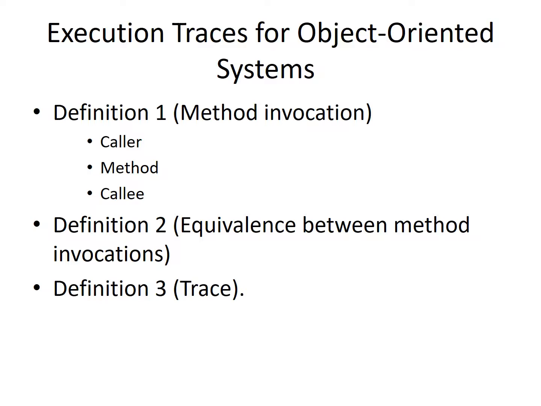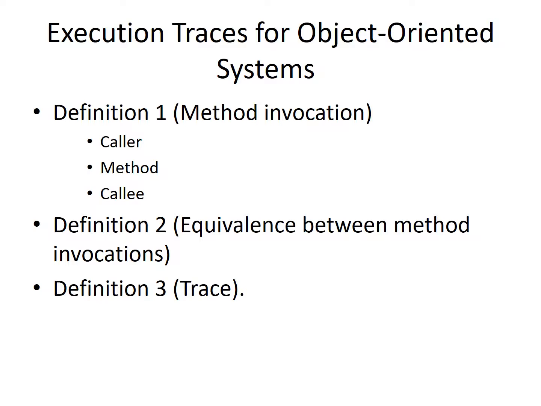Coming to the execution traces of object-oriented systems. Performing dynamic analysis of an object-oriented system starts by collecting an execution trace of its execution. An execution trace is defined as a sequence of method invocations. In the following, we formally define method invocation and traces. Coming to definition 1, method invocation. A method invocation is a triplet. It consists of three elements: caller, method, and callee. Caller is the caller object expressed in the form of object class. Method is the invoked method of the callee object expressed in the form of method name. Callee is the called object expressed in the form of object class.